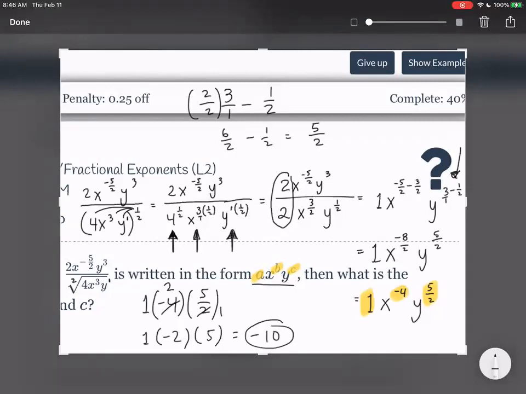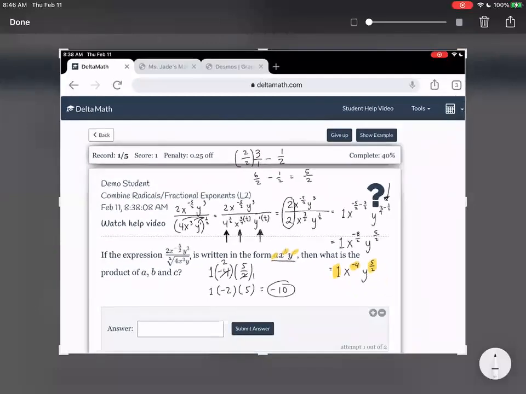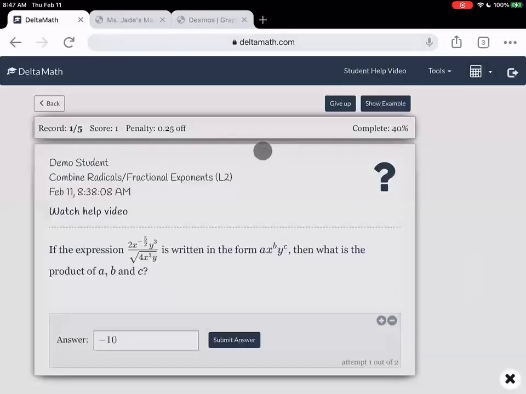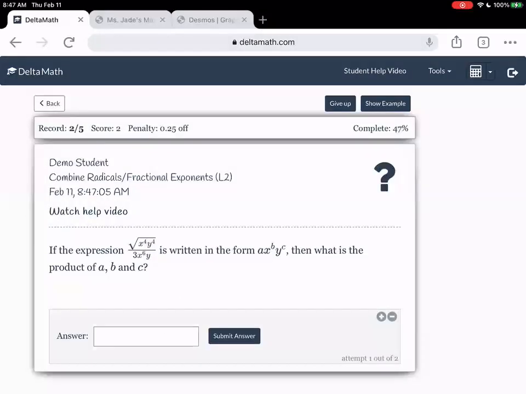Any questions? And I guess I'll just zoom out. And -10. And let's just do one more.